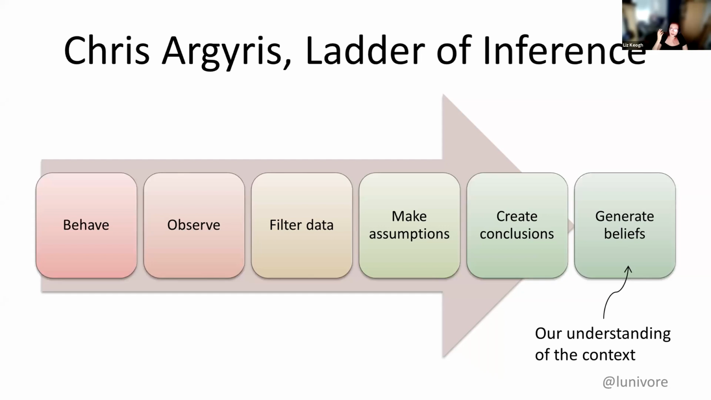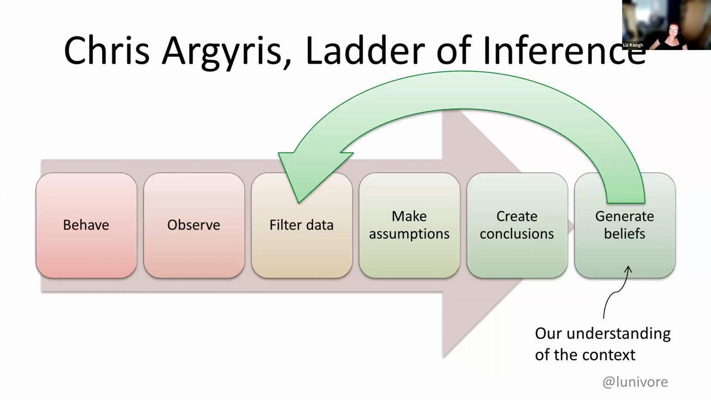So Dave Snowden was saying they've started talking about these things as cognitive heuristics rather than cognitive bias, because most of the time these heuristics are actually really helpful to us. The problem is that we filter data based on the beliefs that we've generated.